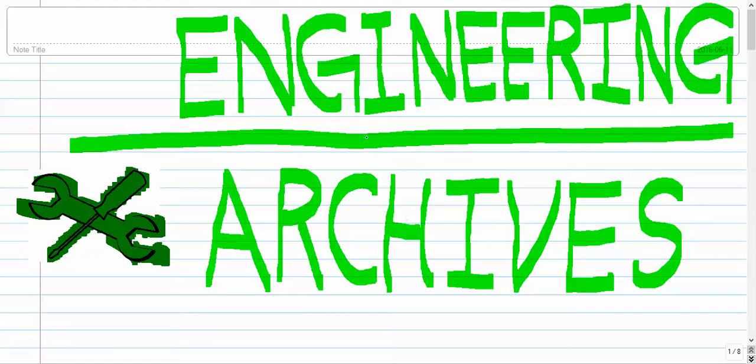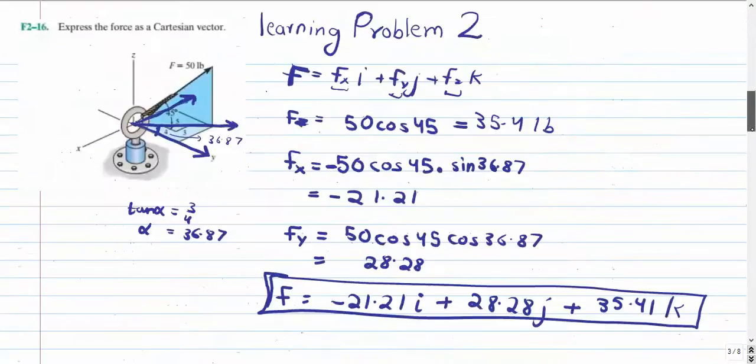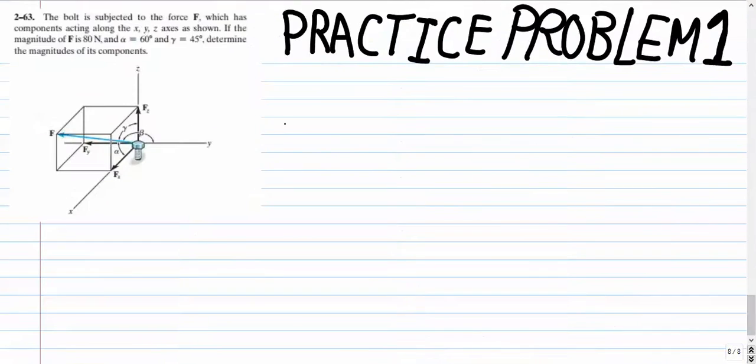Let us look at our practice problem number 1 for this chapter, Cartesian vectors. So the problem says, the bolt is subjected to the force F, which has components acting along the x, y, and z axes as shown. If the magnitude of F is 80 newtons and alpha is 60 degrees, gamma is 45 degrees, determine the magnitude of its components. So basically they're asking us for the magnitude of all the Fx, Fy, and Fz components.